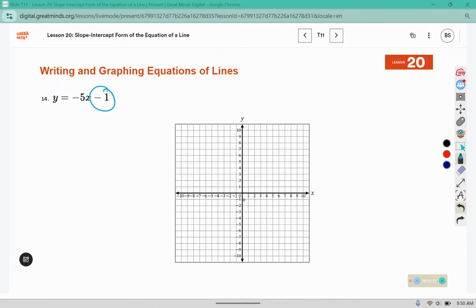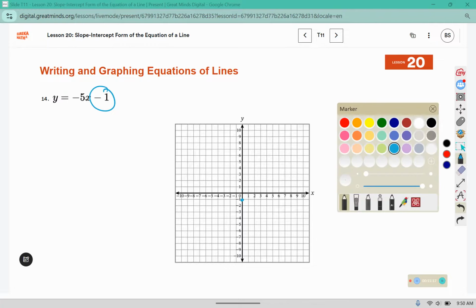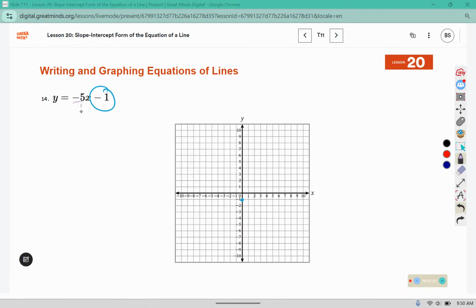Start at -1. And this one tells us go down 5/1.